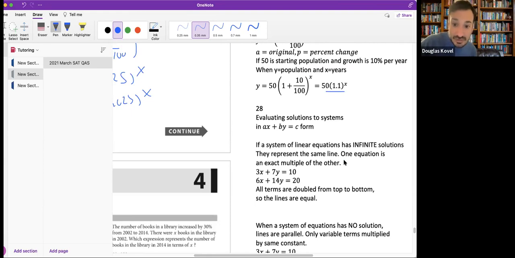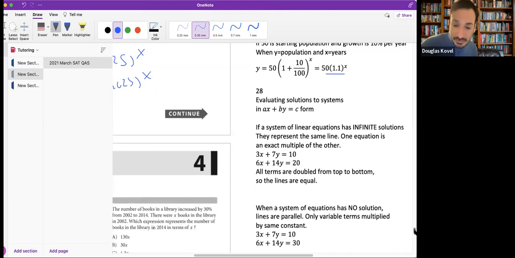The quickest way is just to see what you're multiplying everything by when you're going from the top equation to the bottom one. So here I see from 3x to 6x, I'm doubling. From 7y to 14y, I'm doubling. From 10 to 20, I'm doubling. So since everything is doubled, I have an infinite number of solutions. It's the same line. There's no need to rearrange these into y equals mx plus b form. They have the same slope and the same intercept.